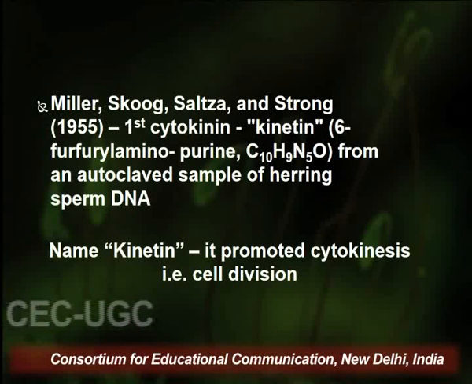Later, Skoog tried to repeat this experiment, but this time he took a fresh sample of herring sperm DNA, and to his surprise, he was not able to isolate the compound kinetin. He repeated the experiment again and was still not able to find kinetin from the fresh herring sperm DNA. So he again repeated it with the autoclaved sample, and this time he was able to isolate kinetin. So he gave the hypothesis that kinetin, the first cytokinin they isolated, is nothing but an artifact produced by chemical modification when the sperm DNA sample was autoclaved. Perhaps it was the heating of the sample that led to the chemical modification and the production of kinetin in the herring sperm DNA.